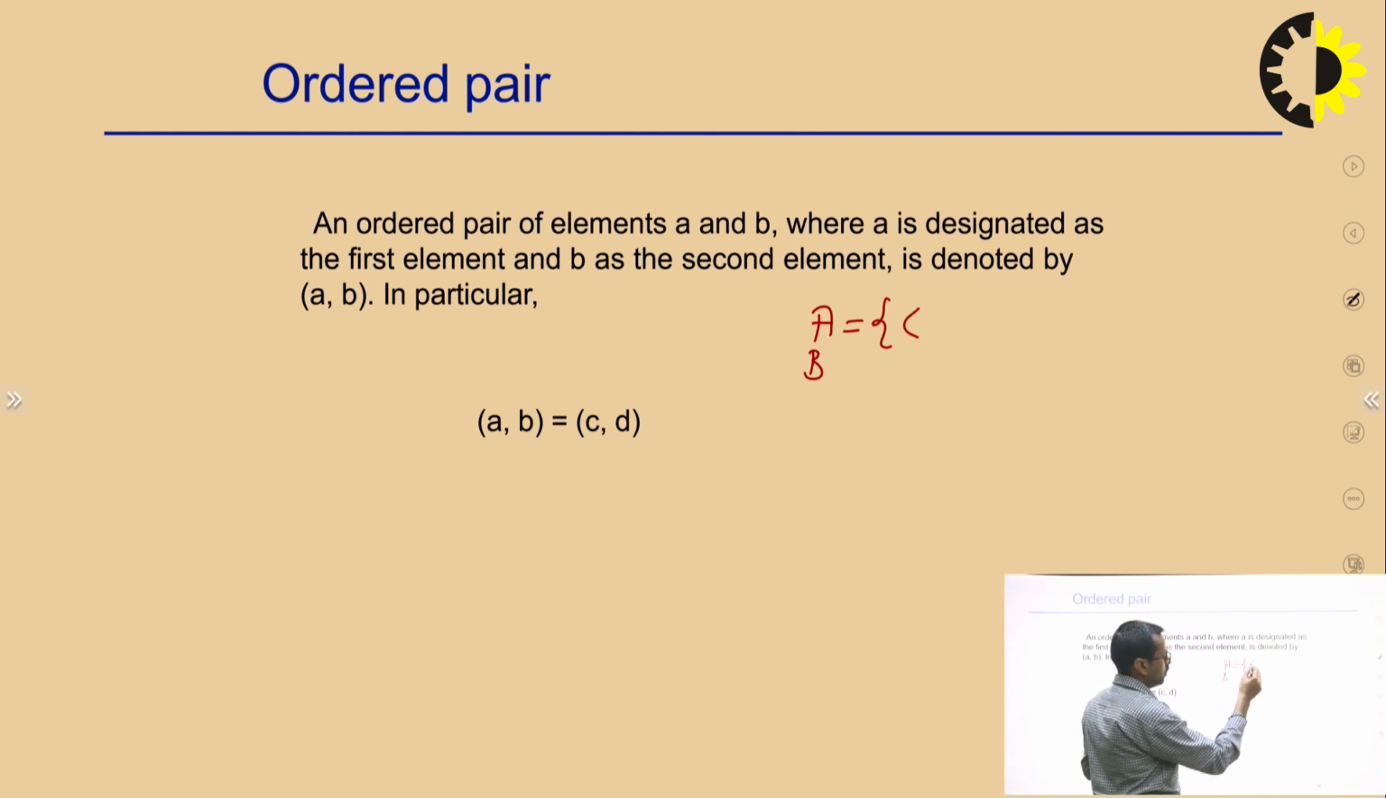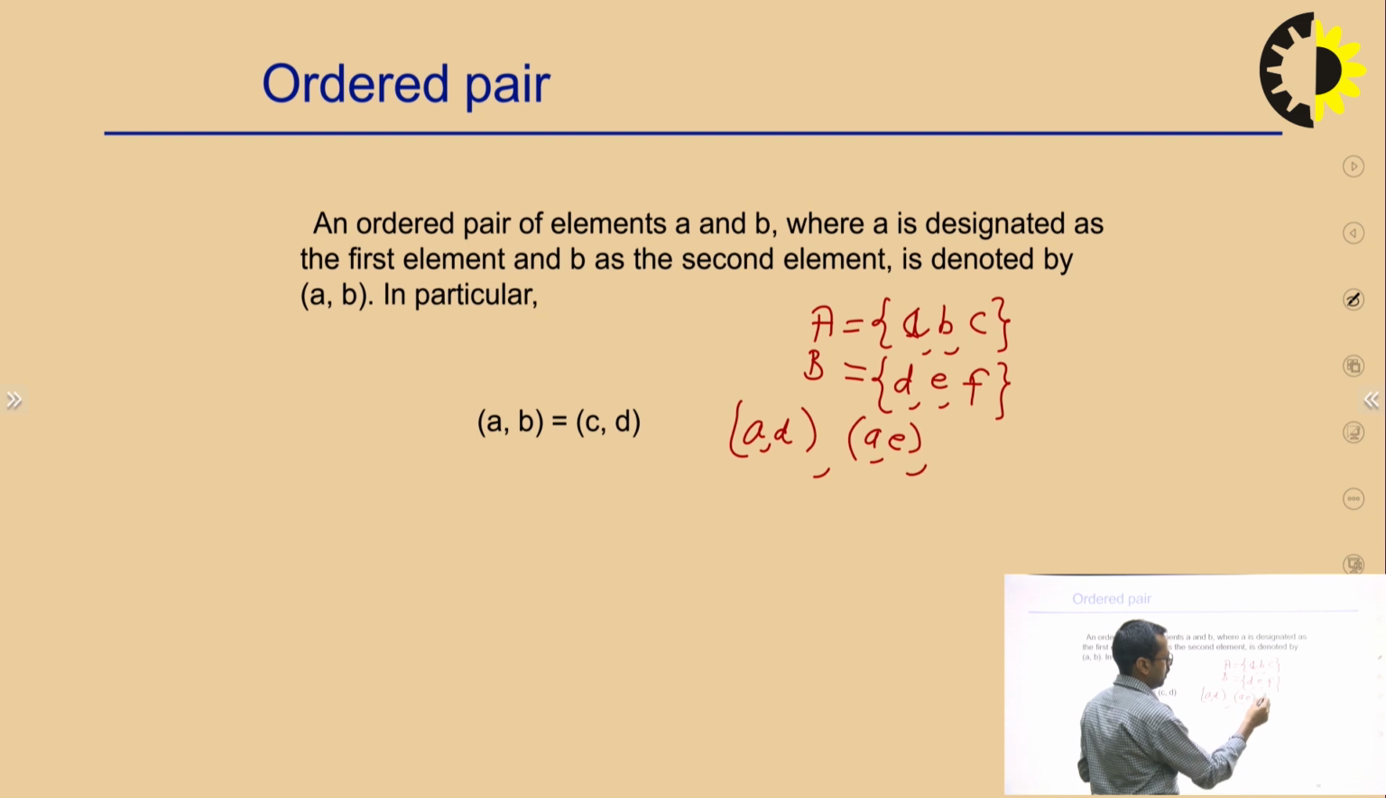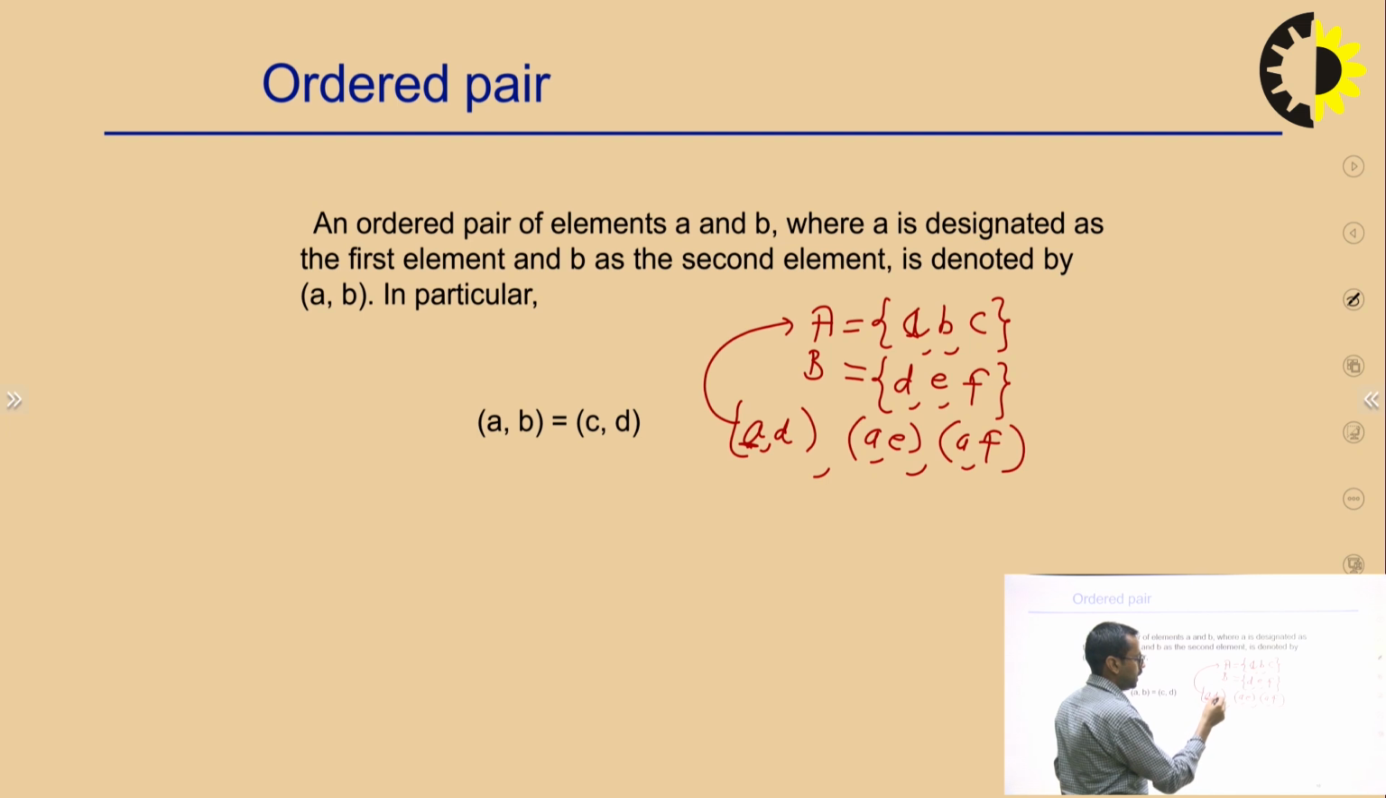for example, A is {A, B, C} and B contains {D, E, F}. So the ordered pairs for this will be (A, D), (A, E), (A, F), where the first element belongs to set A and the second element belongs to set B.